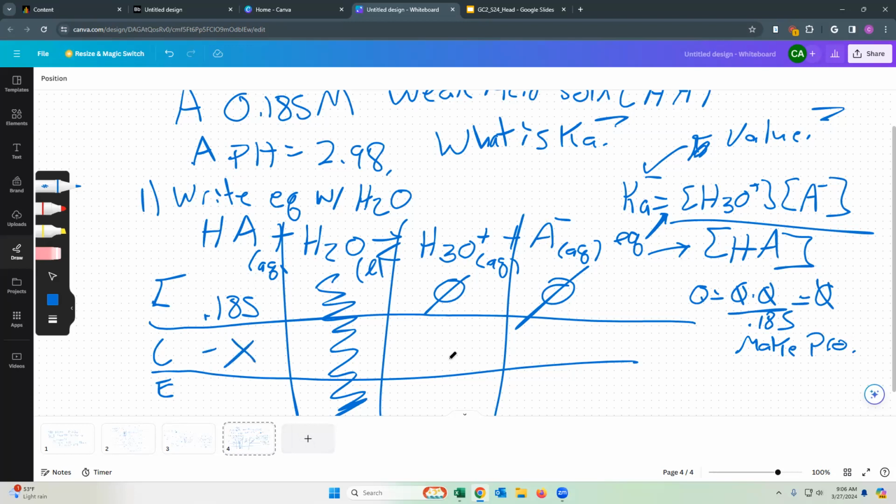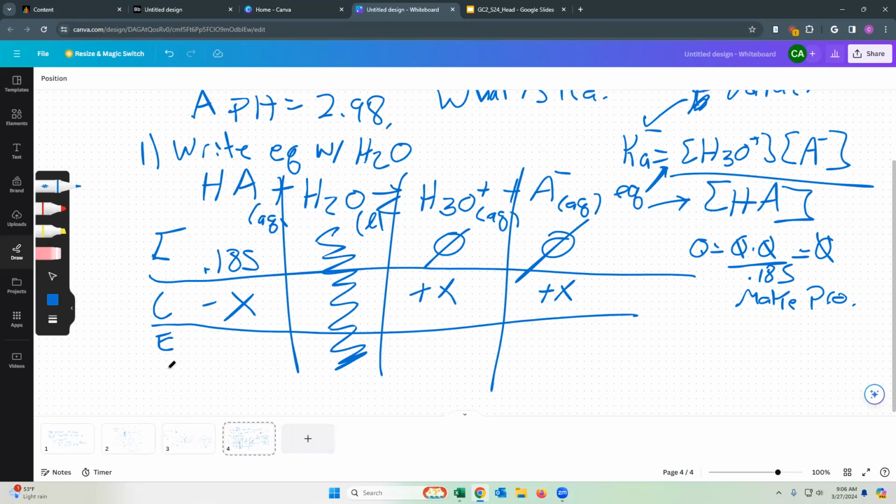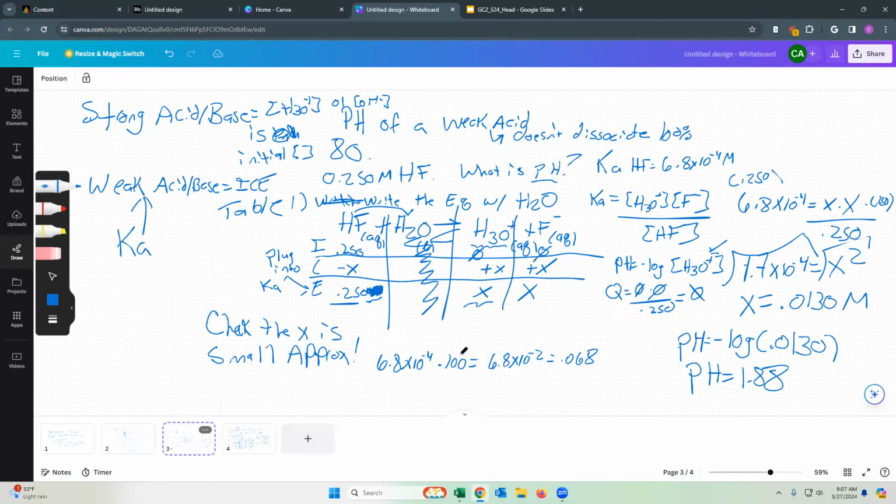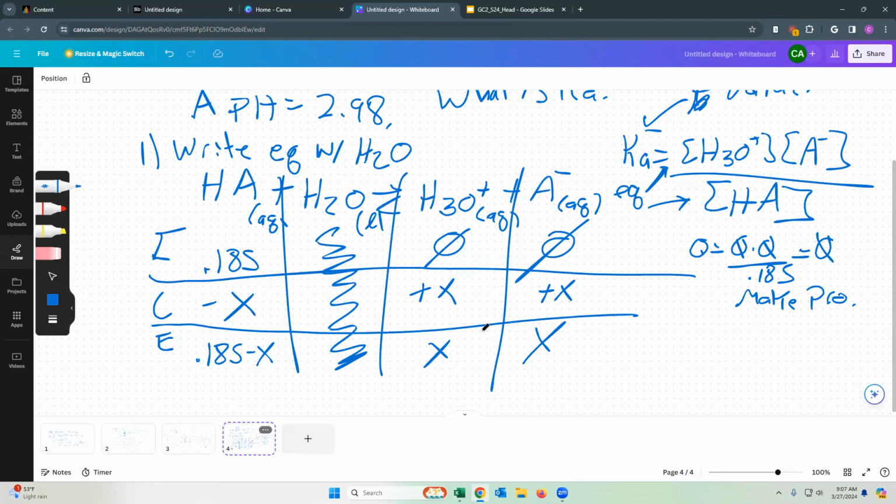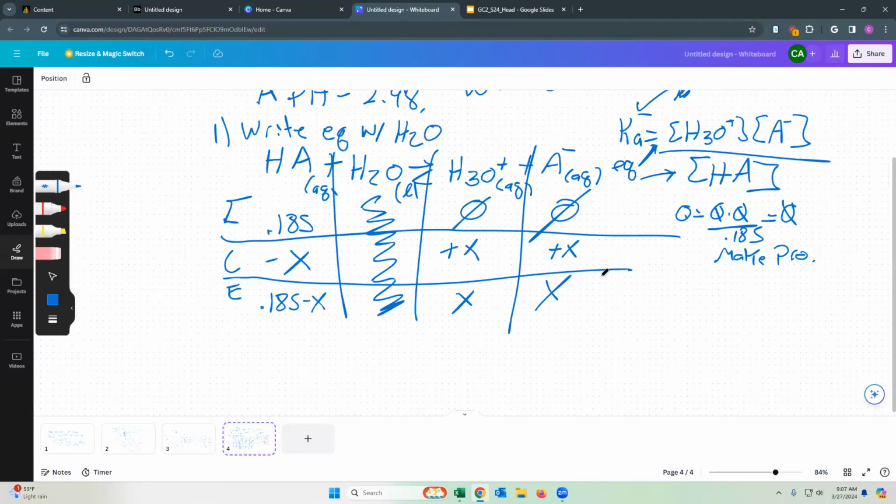So minus X, plus X, plus X, 0.185 minus X, X, X. So to solve this question, we need equilibrium concentrations, which means we need X. Now, in the previous problem, let me just go back there, we plugged in our E row into Ka. That's because we knew what the value of Ka was. Here, I don't know what the value of Ka is, so I can't do that.